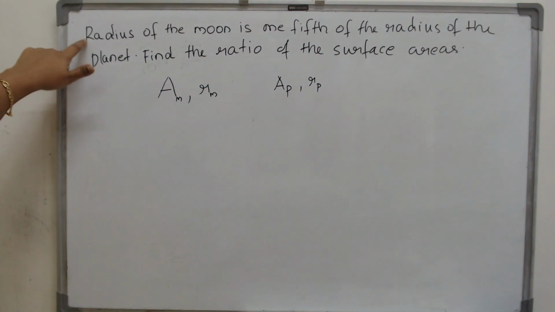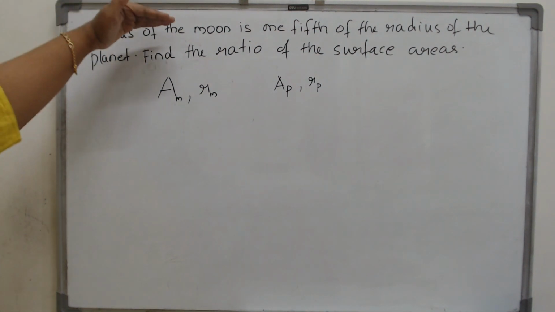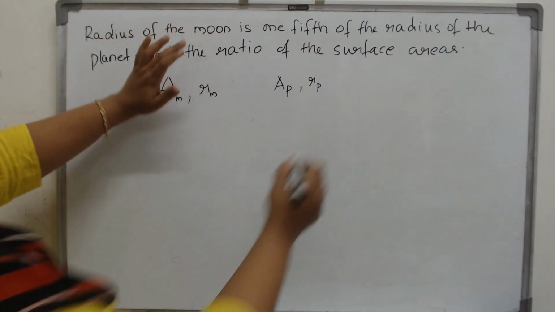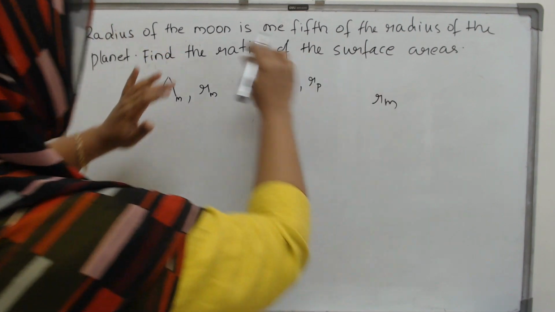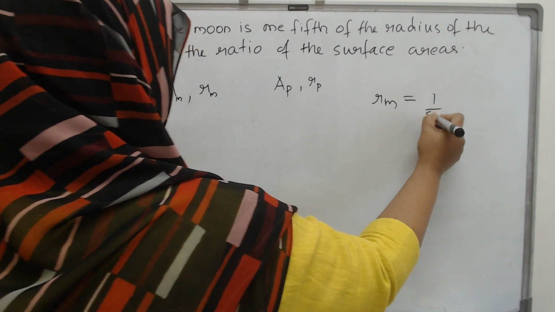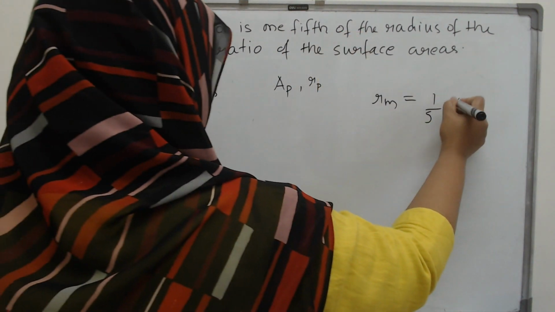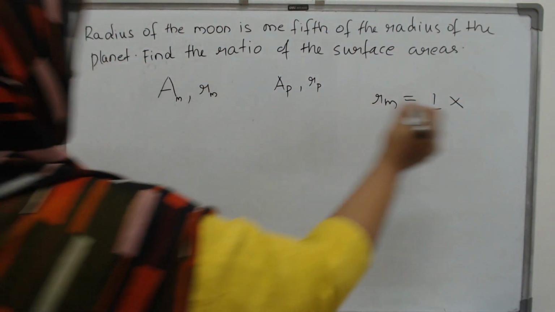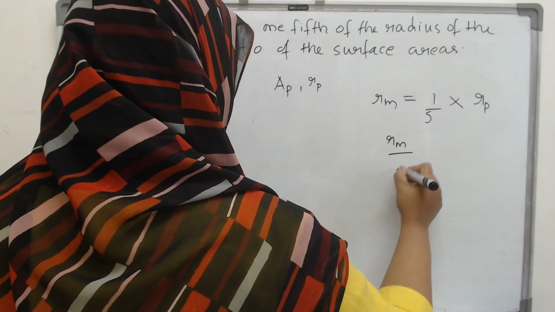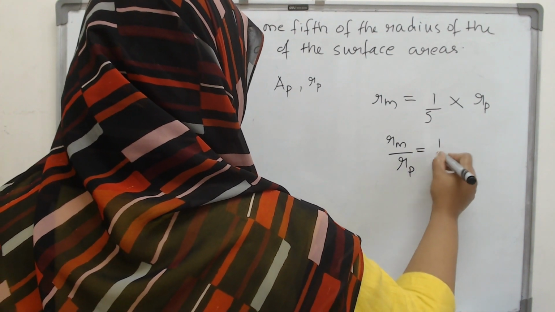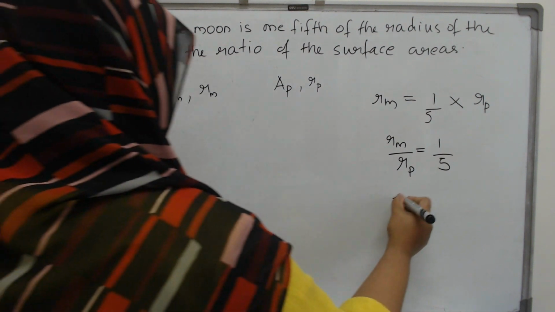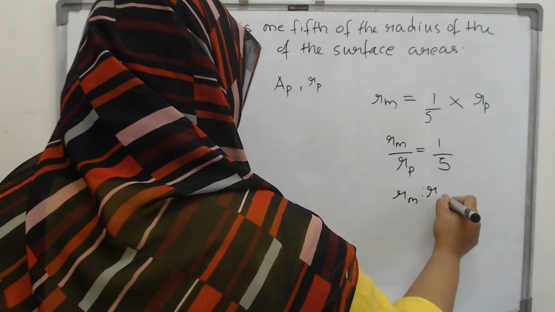Now what is it given? What is the question here? Read it in English, translate it into maths. What is given? Radius of the moon, which is RM, is means what? Is equal to 1/5 means what? 1/5 of means what? Multiplied by radius of the planet RP. So do you see what is happening here? What they have given you indirectly is the ratio of the moon is to the ratio of the planet. There. This is what they have given us.